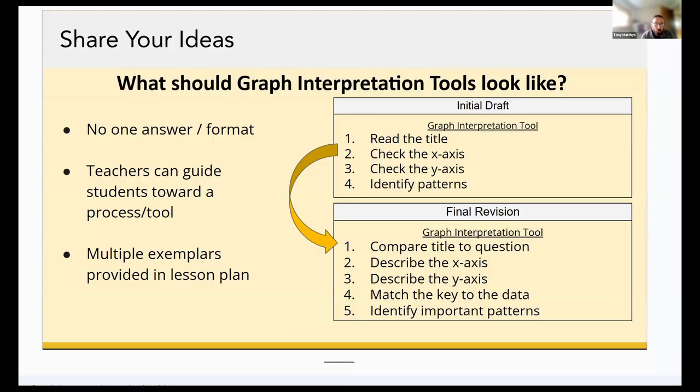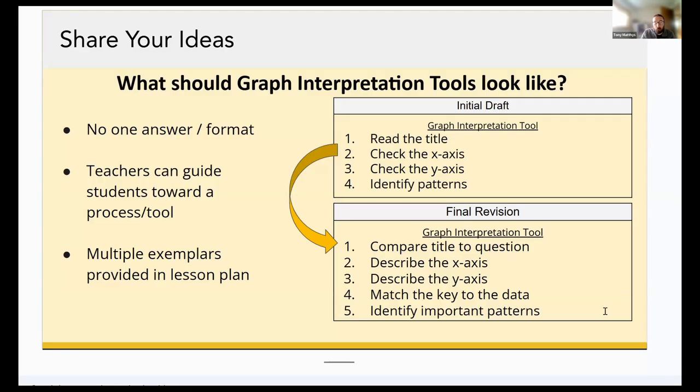And we're personally pretty agnostic about the format or the tool that you want to use. And as teachers, you can guide students toward a process or a tool that has worked with you in the past. If you have a graph interpretation tool or scaffold that you've used that you really like, you can shepherd students towards that. There's multiple exemplars provided in the lesson plan.